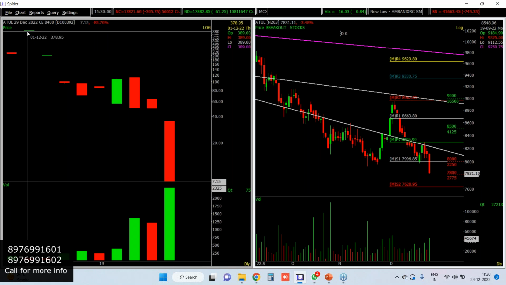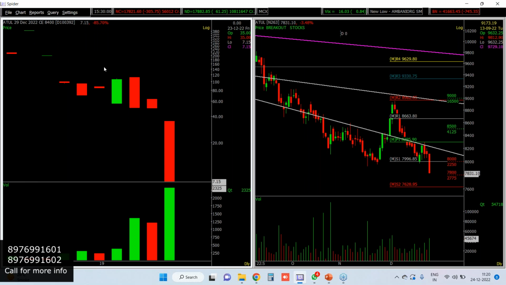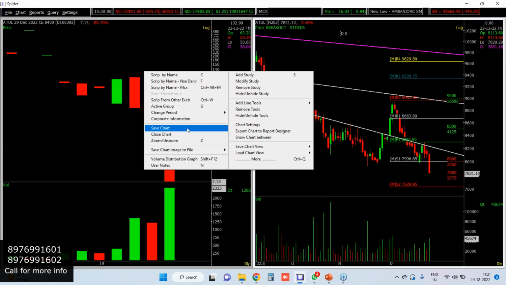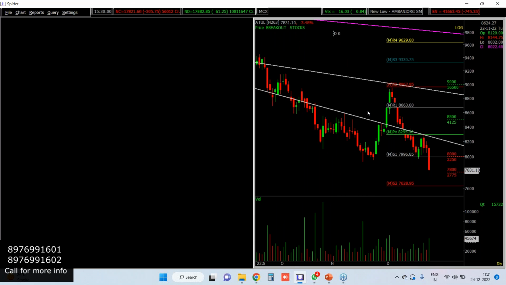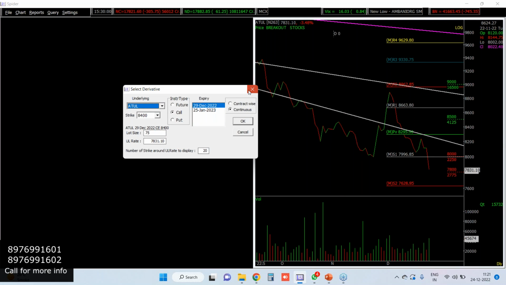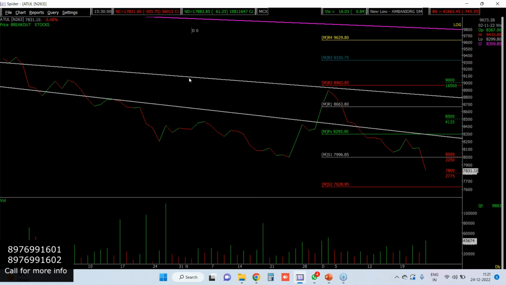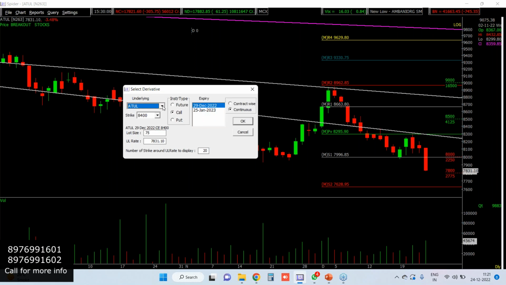Okay, this way we will be finding these particular charts. Next, we'll go for some other, for example DLF. I'll press F and DLF. Also, if you are into options and you are a very good risk taker, I'll show you more examples. For example, let's take DLF here.